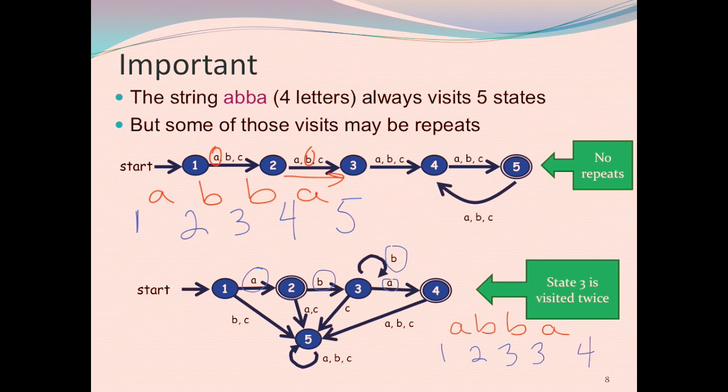So in this second DFA, I have a 4-letter string. I visited 5 states along the way, but I repeated one of the visits. I visited state 3 twice. There's state 3 visited once, and there's state 3 visited twice.